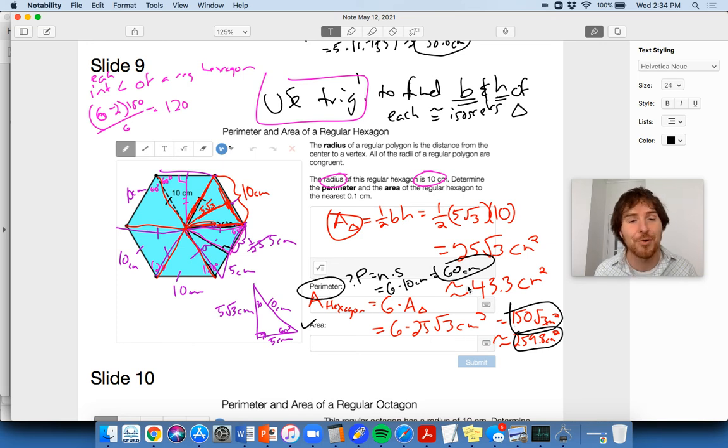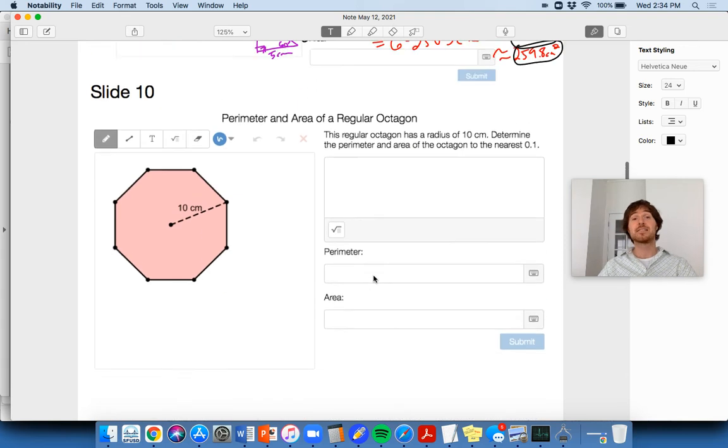Perimeter is the sum of the lengths of the sides of that regular hexagon. Of course, you've got 6 sides if we're talking hexagon. If it's regular, all those sides are going to be the same as one another, because a regular polygon is equiangular and equilateral. So these would all be the same length. We found that the side length was 10, so 6 times 10 is 60 centimeters. P equals N times S. That moves us on to slide 10.